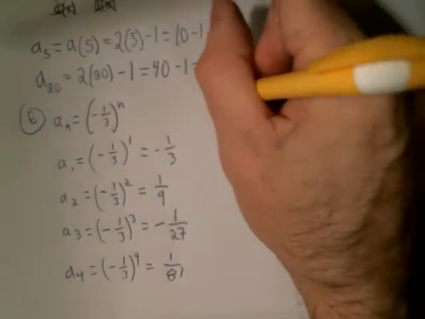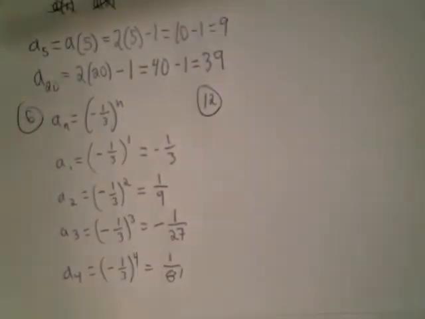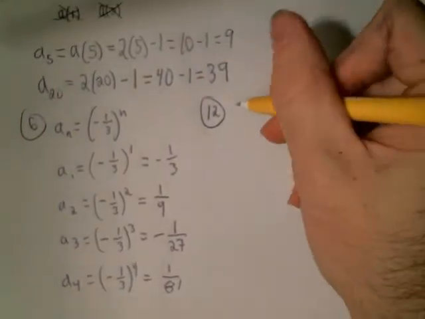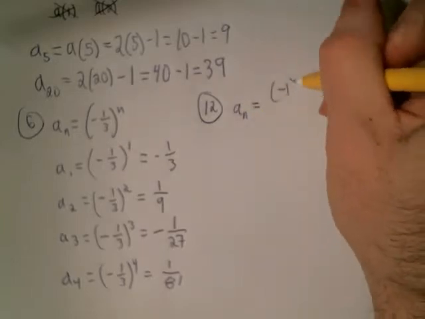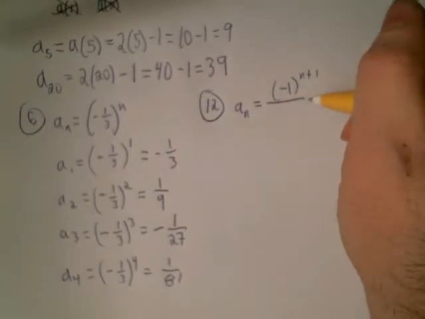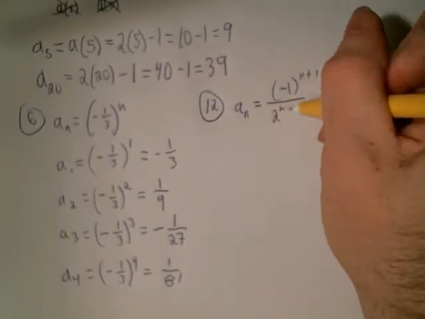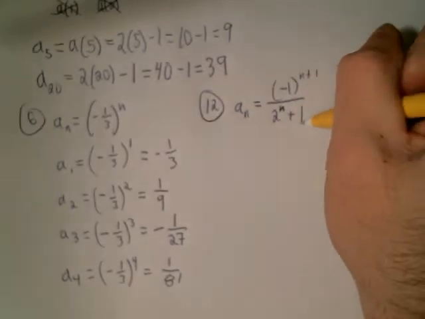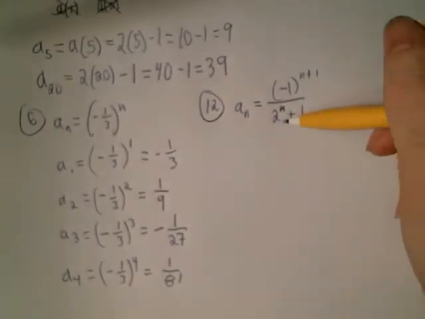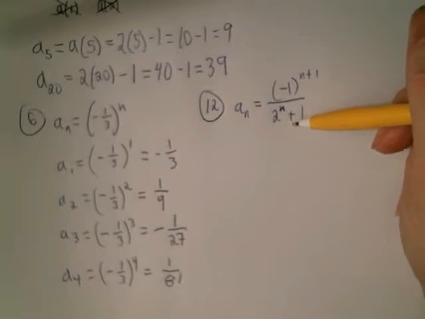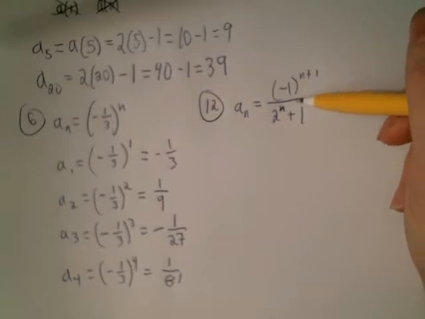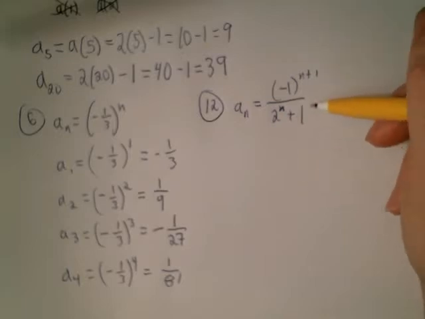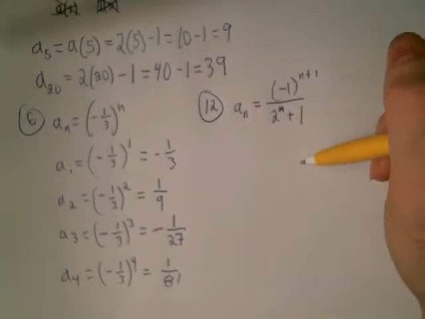You're going to encounter some things that you hadn't seen before in the world of functions. For instance, this number 12, a sub n equals negative 1 to the n plus 1 all over 2 to the n plus 1. Maybe you've seen things like 2 to the x. That's no big deal, exponential expressions. This guy up top is probably a little different. It's negative 1 to the n plus 1, and it just is a mechanism for getting every other guy to be negative.